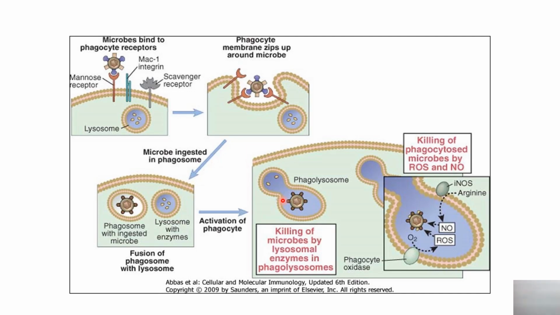Okay, so you can see the microbes bind to the phagocyte receptors. Then the phagocyte membrane zips up around the microbe. The microbe is ingested in the phagosome, then activation of the phagocyte, then killing of microbes by lysosomal enzymes in the phagolysosome, and killing of phagocytosed microbes by ROS, reactive oxygen species, and nitric oxide.